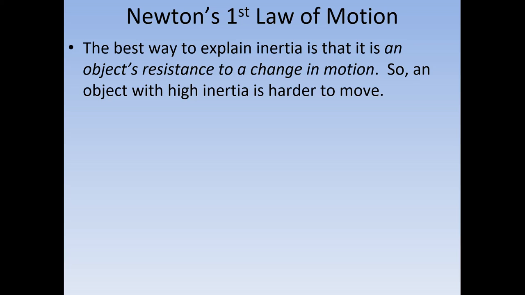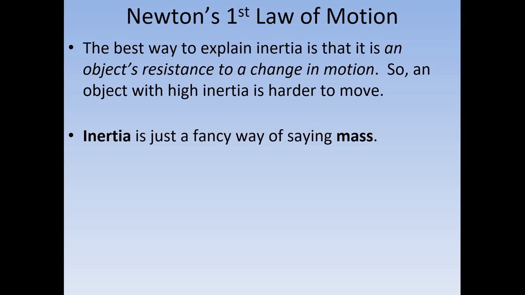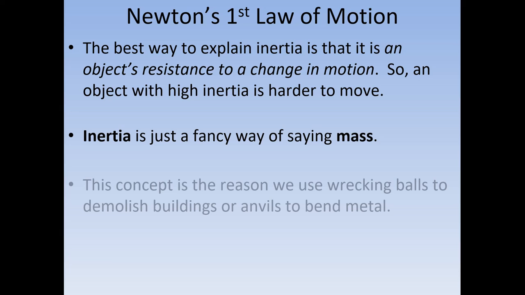We can keep trying to think about what objects have higher and lower inertia, but what it comes down to is that inertia is just mass. Inertia is just a fancy, scientific way of saying the term mass. Objects with high mass have high inertia. So a bowling ball has a higher inertia because it has a higher mass.